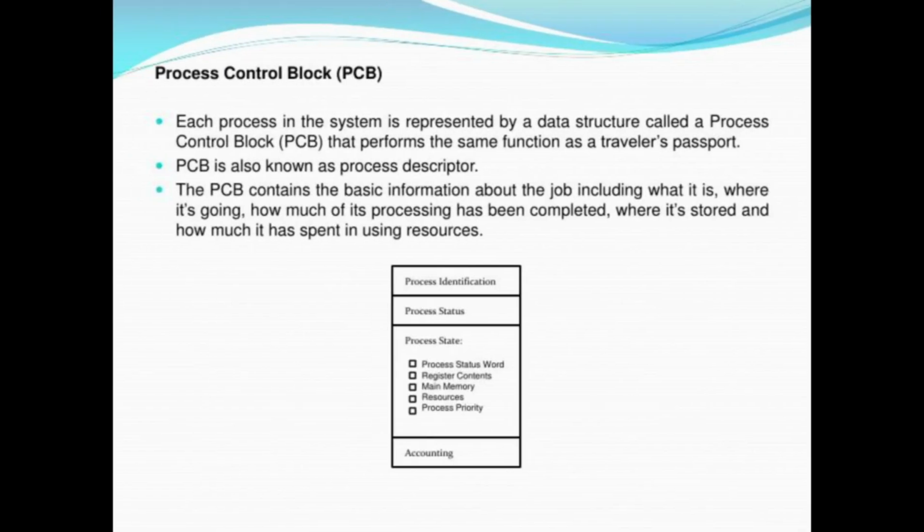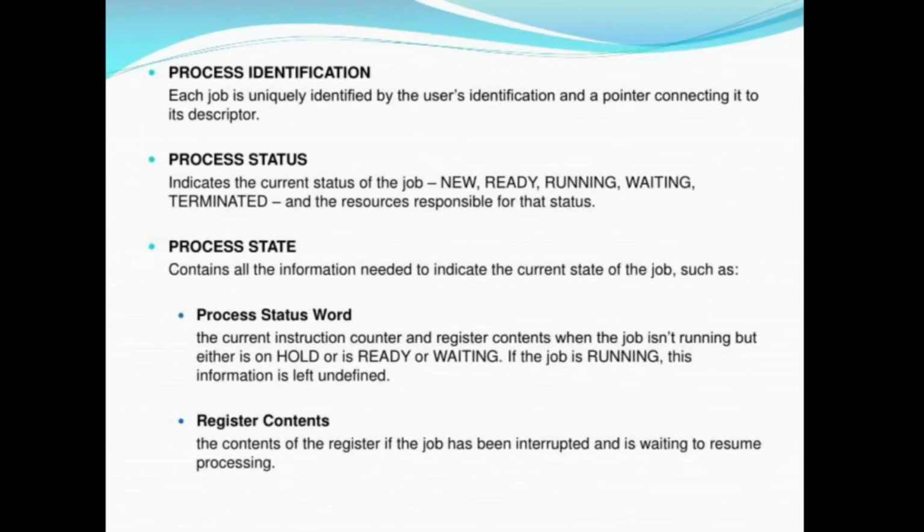Process control block, that is called PCB. Each process in a system is represented by a data structure called a process control block, called PCB, that performs the same functions as a traveler's passport. PCB is also known as process control block. The PCB contains the basic information about the job, including what it is, where it's going, how much of its processing has been completed, where it's stored and how much it has spent in using resources.